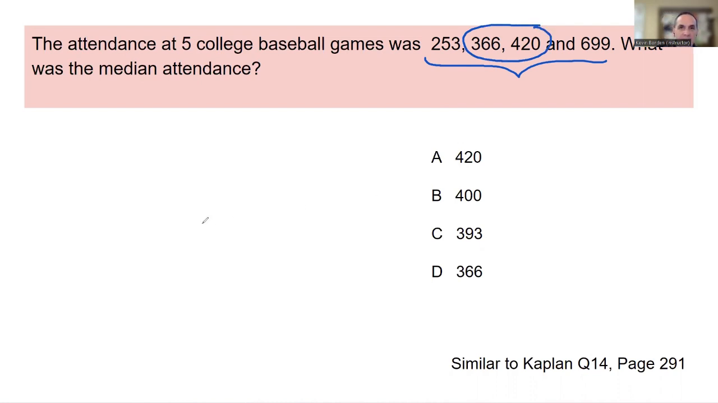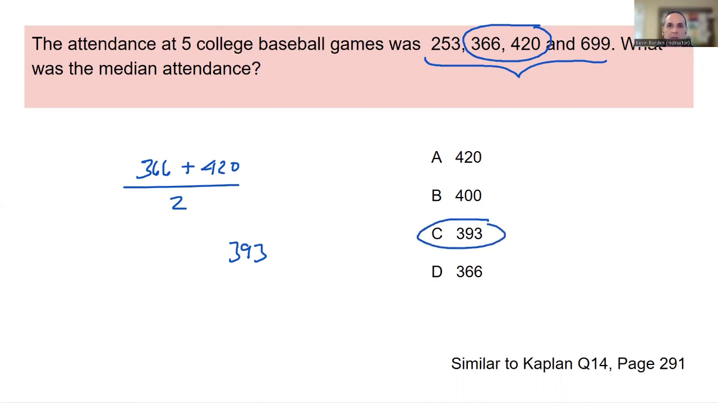We are going to add 366 and 420 and divide by 2. 366 plus 420 divided by 2 is 393. And keep in mind that your answer better be in the middle of those 2 numbers, and it is. So that all looks good. C, 393.